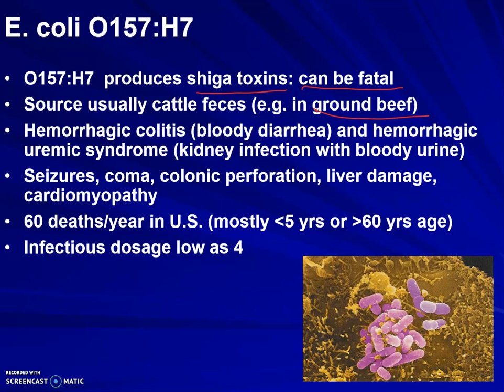So this particular strain, E. coli O157H7, produces hemorrhagic colitis, or bloody diarrhea that can be potentially fatal. It can also infect your kidneys and produce bloody urine. Worst case scenario, you end up with seizures, coma, colon perforation, so holes in the colon, liver damage, or cardiomyopathy. On average, about 60 deaths per year in the United States are tied to it.